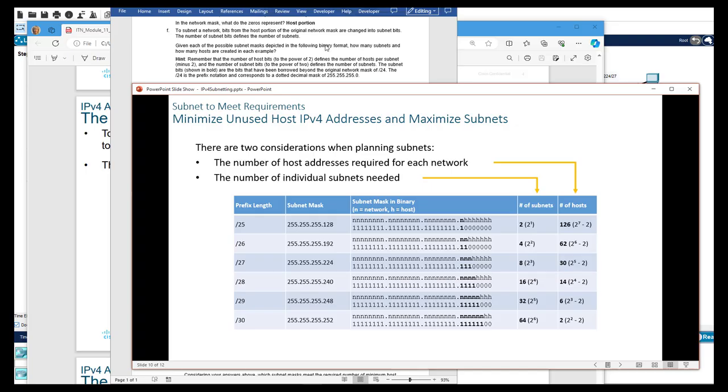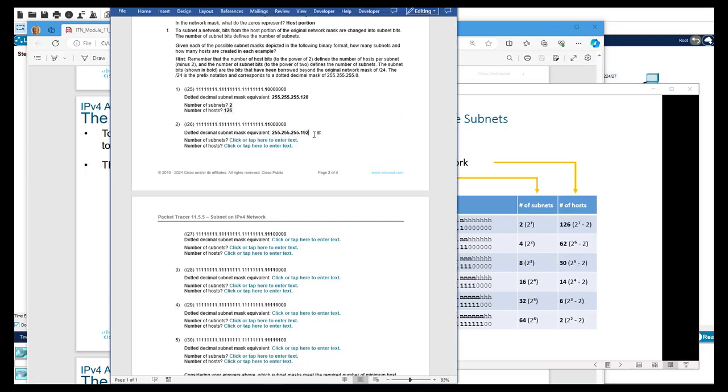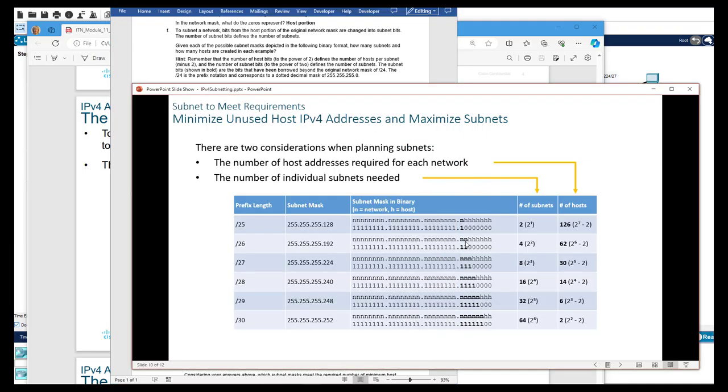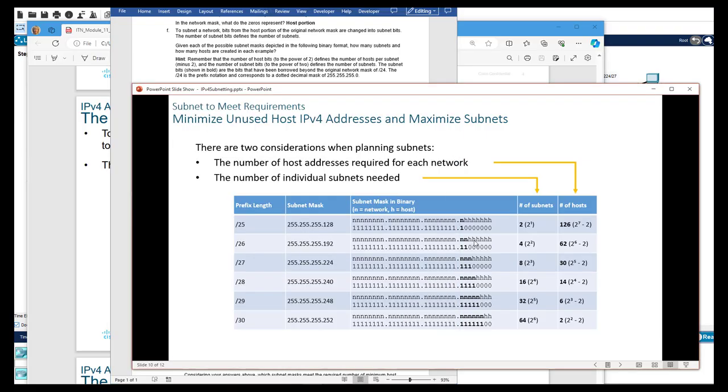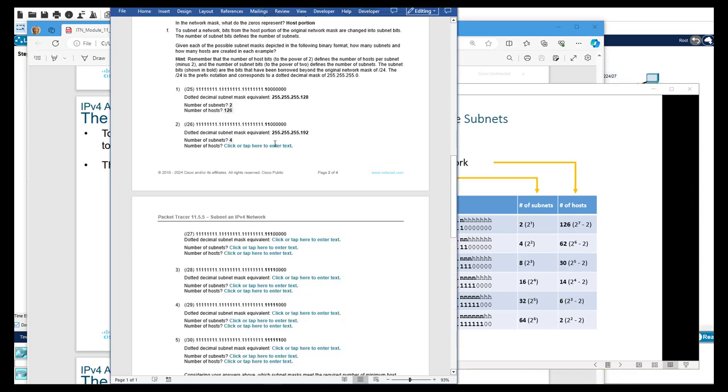You add those together and you get 192 in the fourth octet there. How many subnets would that give us? Borrowing 2 bits from the hosts is going to give us 2 to the second power, which is 4 subnets. How many hosts? We have 6 host bits left, so we take 2 to the 6th, which is 64, subtract 2 to get 62.